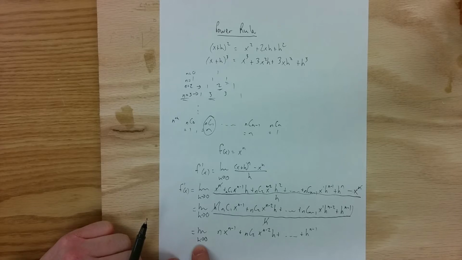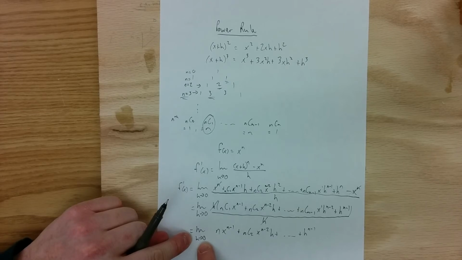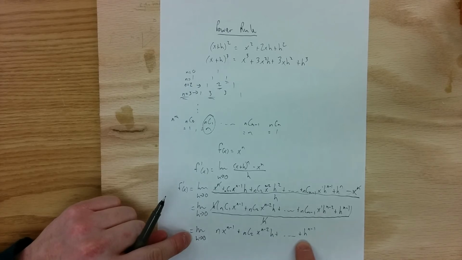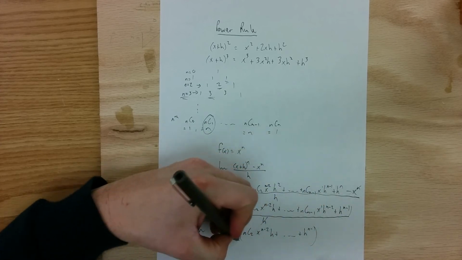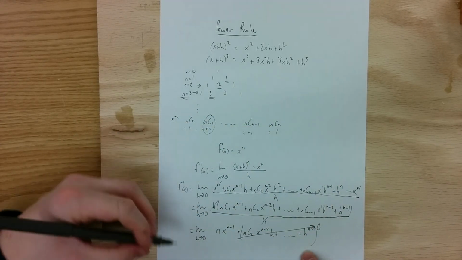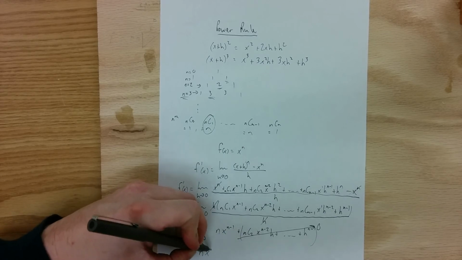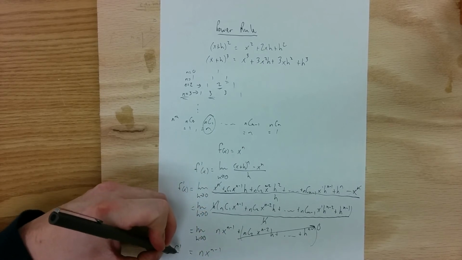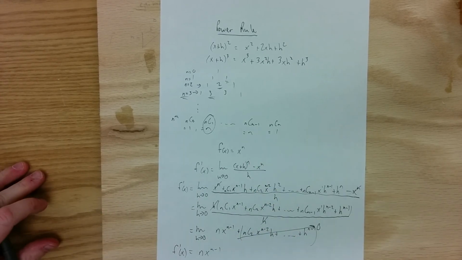Now, there's nothing preventing me from examining this limit. As h goes to 0, this first term is not affected. But now I've got something times 0, plus a whole bunch of zeros, and this last term is also going to be 0. So all of these terms are going to turn into 0. And all I'm going to have at the very end is n times x to the n minus 1. And that's my derivative. And that's my proof of the power rule.